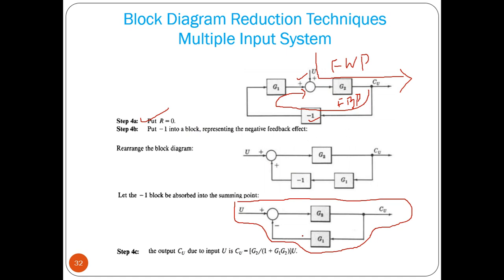Now we can find out its transfer function. That is equal to what? G2, and G1 is feedback. So the transfer function will be G2 divided by 1 plus G1 into G2. That is the transfer function. So C equal to what? Transfer function into U. So the output due to input U, Cu, equals G2 divided by 1 plus G1 G2 into U. Right? Simple way.